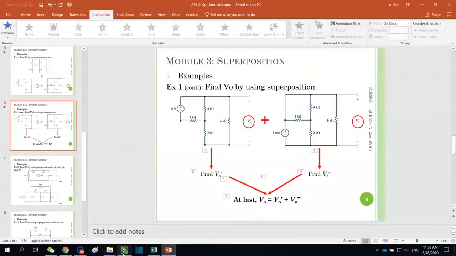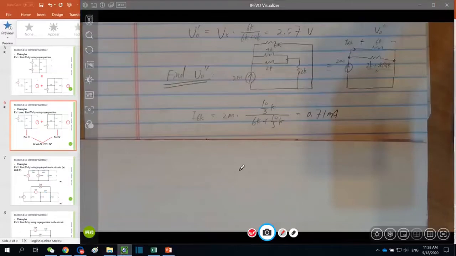Now let's see the second circuit. We are trying to find the V0 double prime here. And I redraw the second circuit here this way, and hopefully you can see the equivalence between them. And of course, redrawing the circuit is not necessary. Feel free to keep the original circuit and then conduct circuit analysis, no problem.